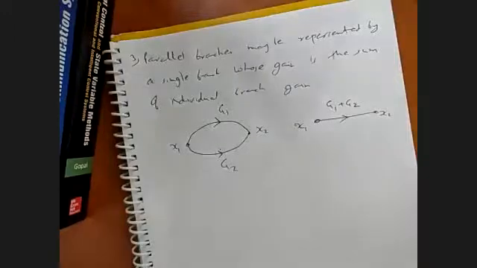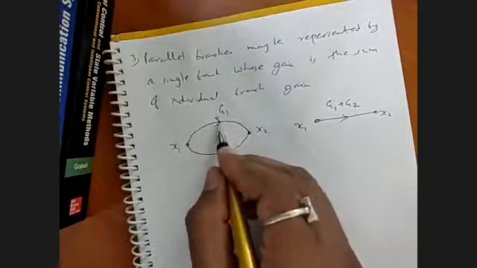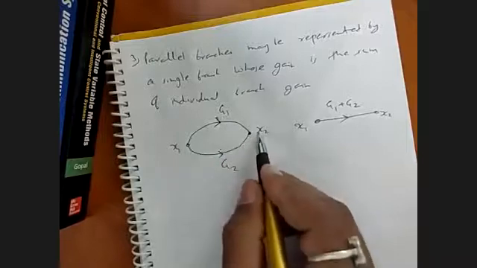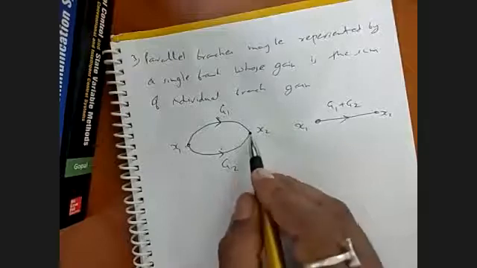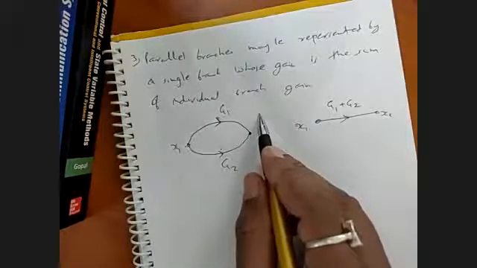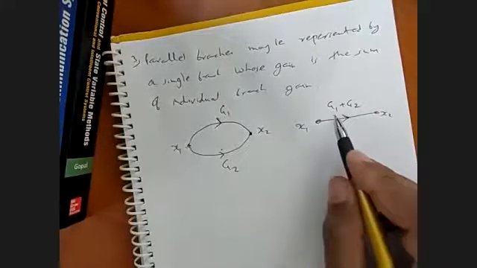So we have parallel branches, and parallel branches can be represented by a single branch whose gain is the sum of the individual branch gains. Because we can easily understand that, since they are connected in parallel, this will be G1 into X1 and this is G2 into X1. So it can be written as G1 plus G2 into X1. So it can be represented by a single branch which has G1 plus G2 as the gain.